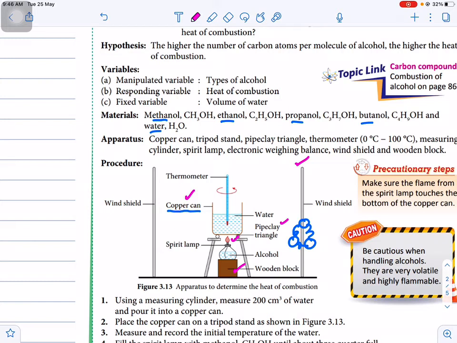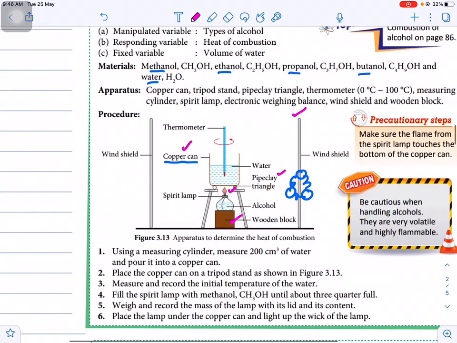So to make sure we don't have the air disturbance from the surrounding, we put the windshield. So every time the wind blows, we can prevent our flame daripada bergerak ke kiri ke kanan. Okay, so all this precaution is to make sure heat is not lost to the surrounding. Okay. So what we're going to do, measure 200 cm³ of water. So ini adalah air yang kita akan panaskan, and then pour into the copper can. Place the copper can on the tripod stand, and then don't forget to measure the initial temperature of the water.